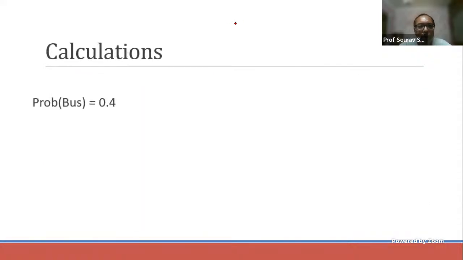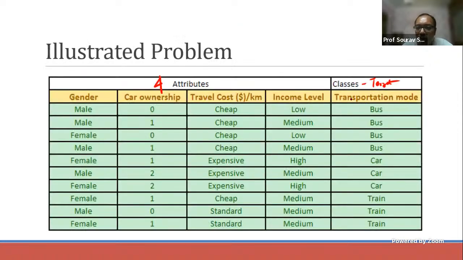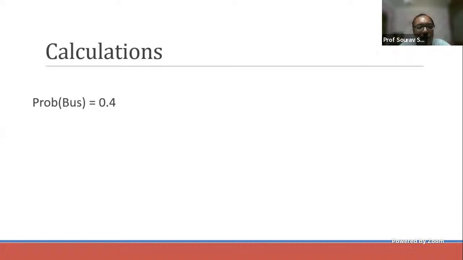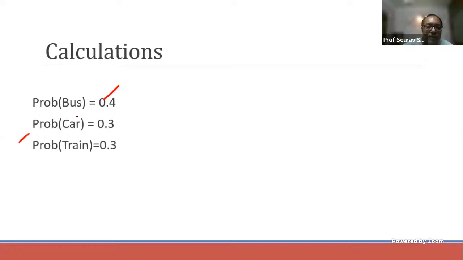So if you see here, 4, 3, 3, so 10 records. We are having 10 records, right? And the proportion, if I see, 40% is bus, 30% is car, and 30% is train. That is the proportion which I'm seeing. So bus probability is 0.4, car is 0.3, and train is 0.3. Let's find out the impurity using these values.